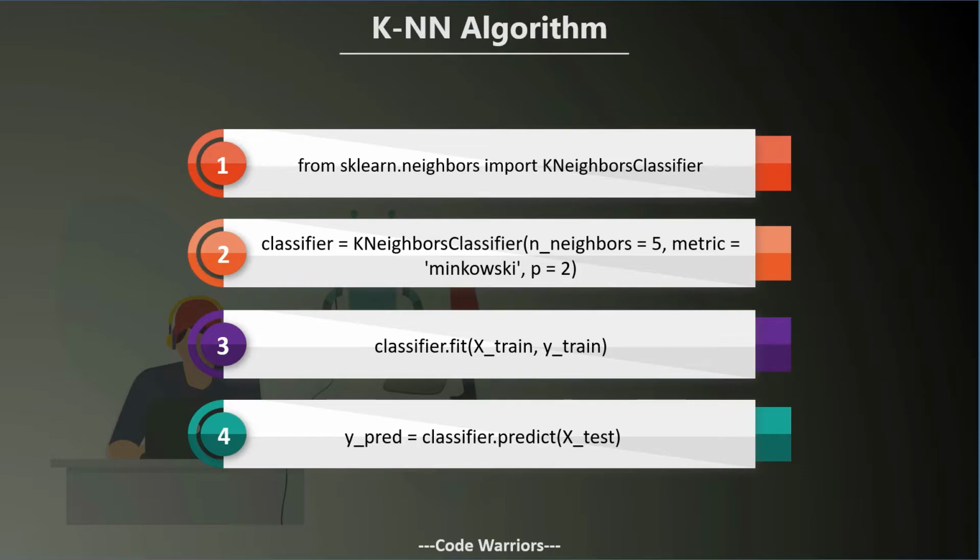Now after that we are going to fit our model. For fitting our model we are going to use the .fit method and pass x_train and y_train. After fitting our model, we are going to predict, so we will use the .predict method and pass our test case. So this completes our theoretical and practical part.